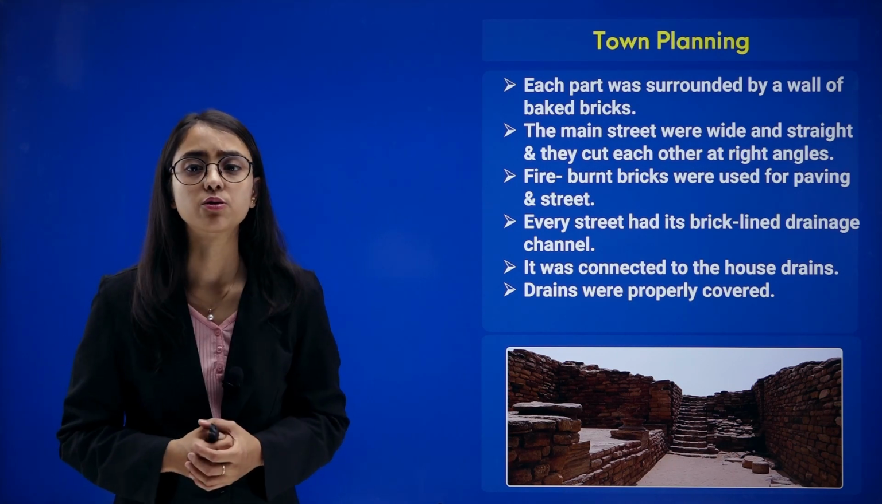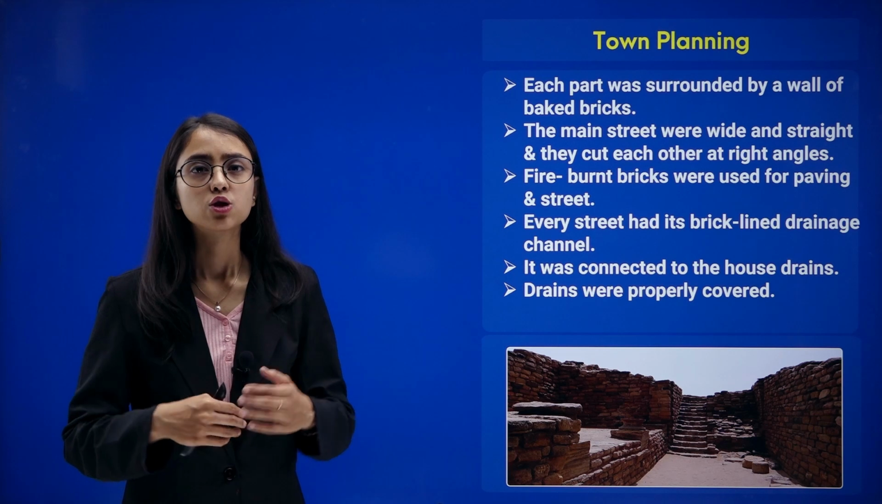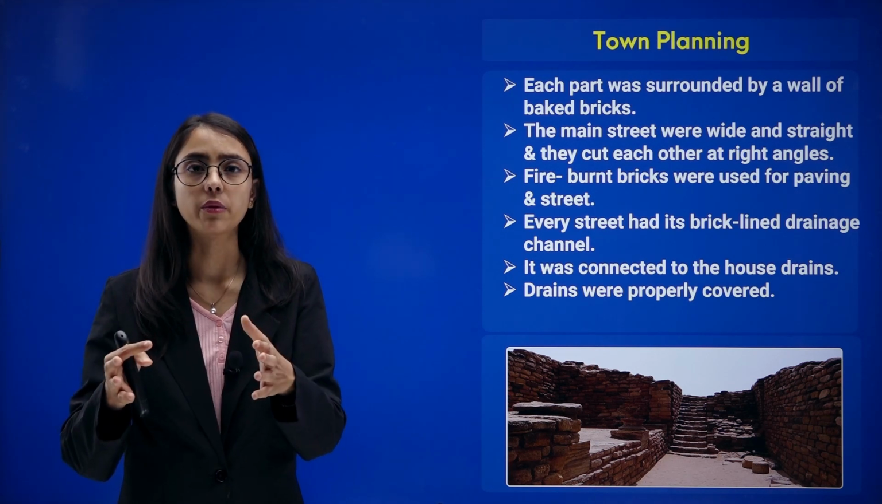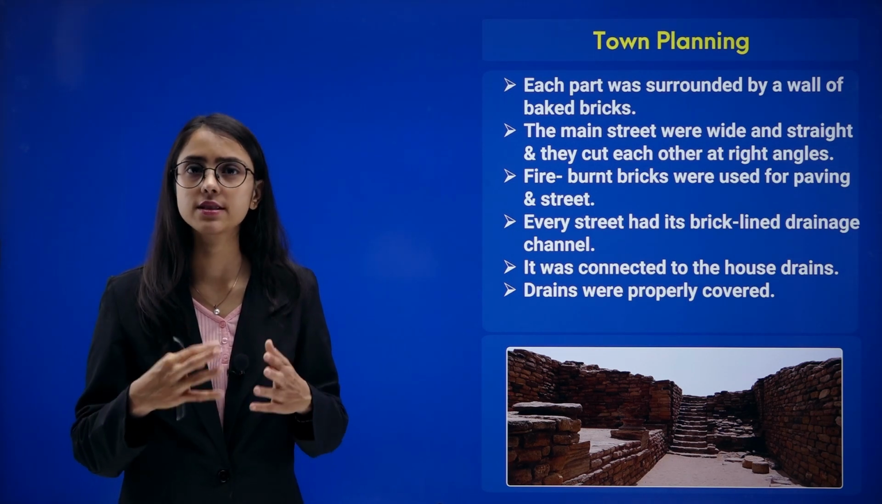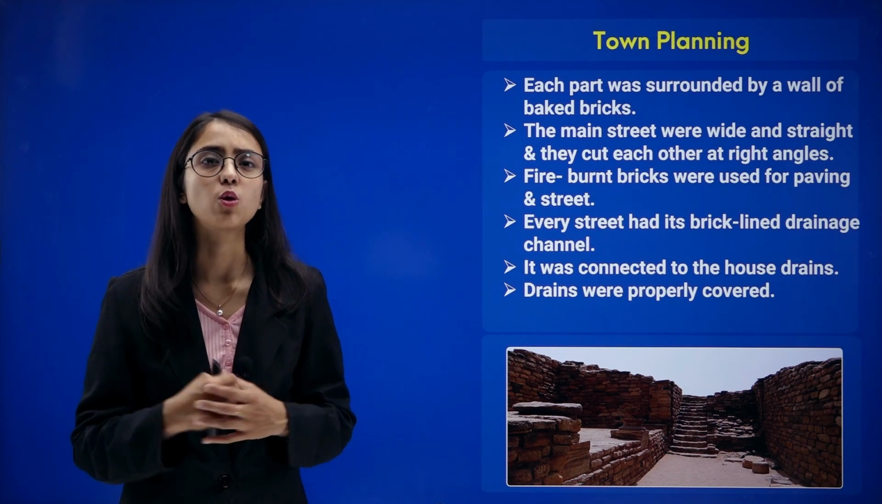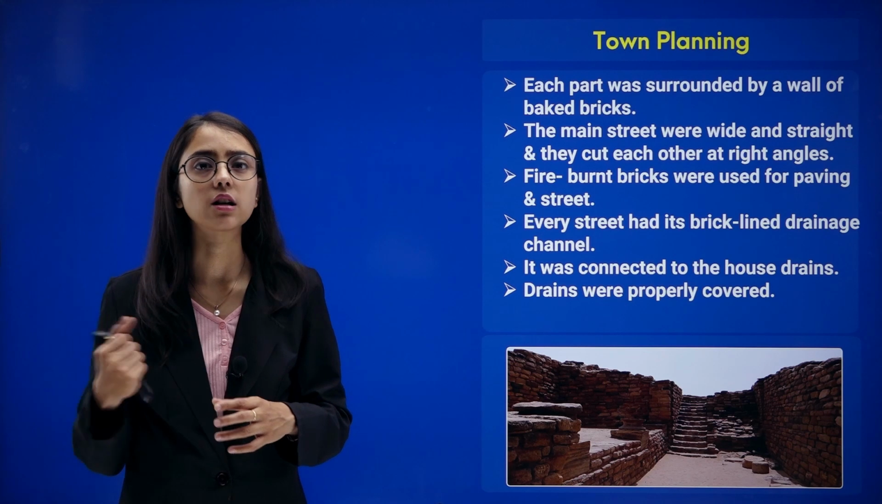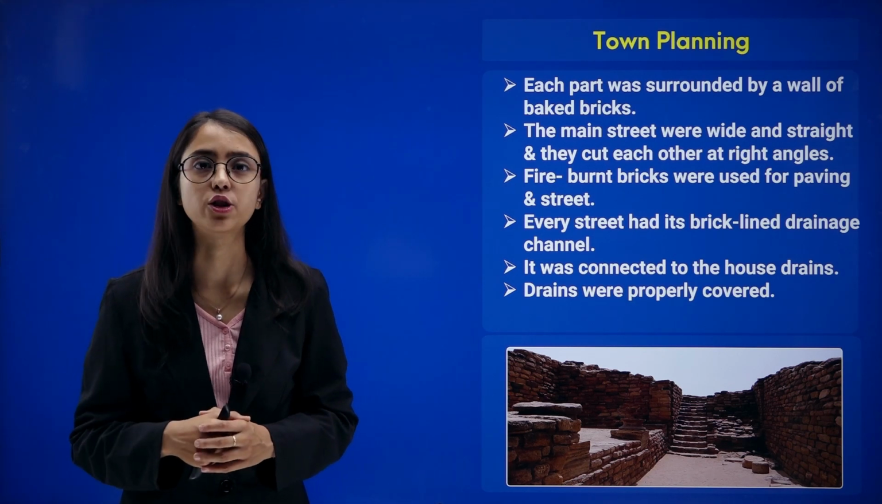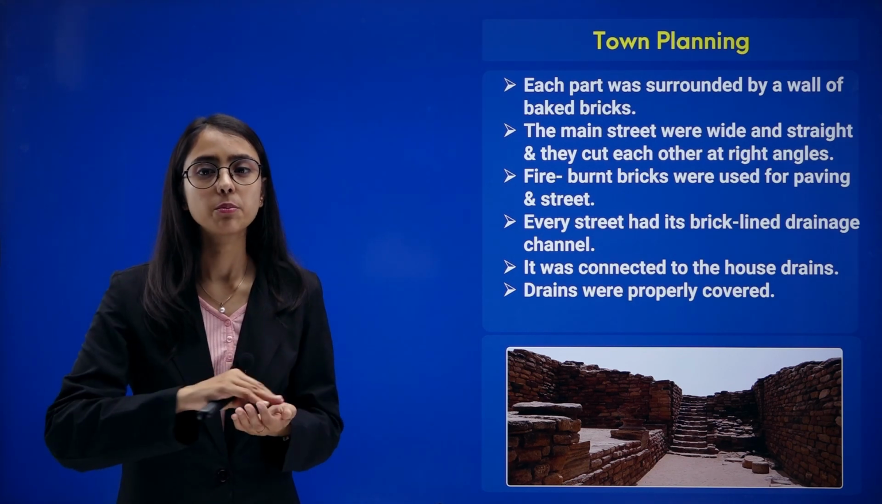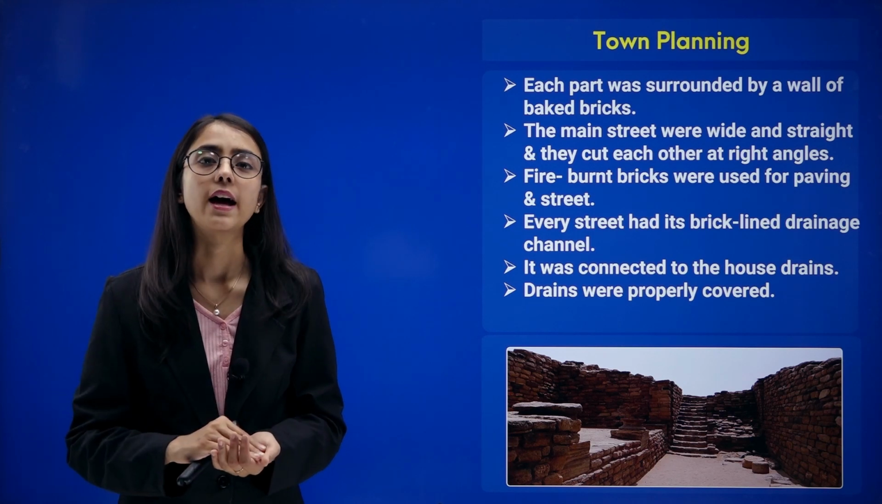Fire burnt bricks were used for paving the streets. So how were the streets and roads formed? Fire burnt bricks, as you can see if you go to an old monument, there are bricks. The flooring is quite different from the tar roads that are made today. So these bricks were used for the floors and streets.